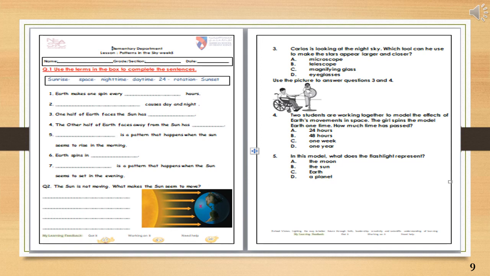Use the picture to answer questions 3 and 4. Two students are working together to model the effects of Earth's movement in space. The girl spins the model Earth 1 time. How much time has passed? Is it A, 24 hours, B, 48 hours, C, 1 week, or D, 1 year? Number 5, in this model, what does the flashlight represent? A, the moon, B, the sun, C, the Earth, or D, a planet?